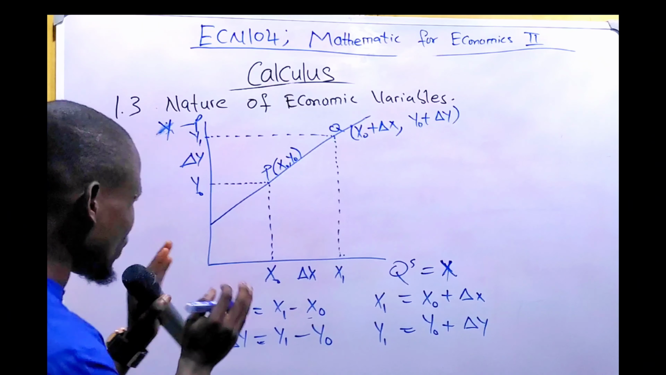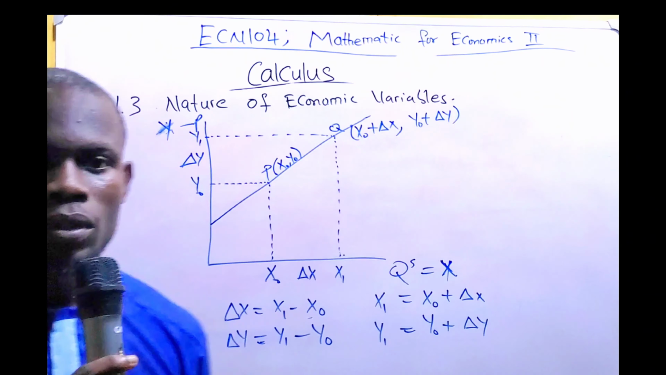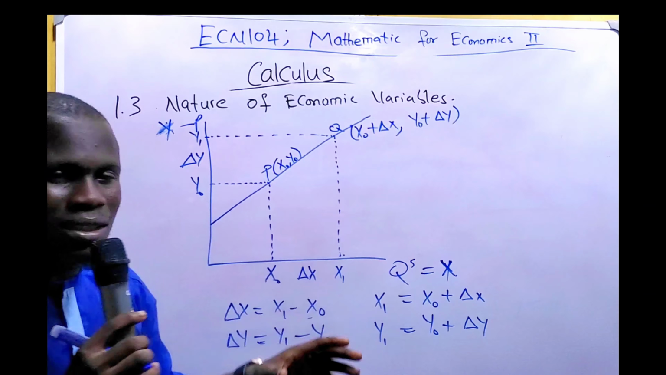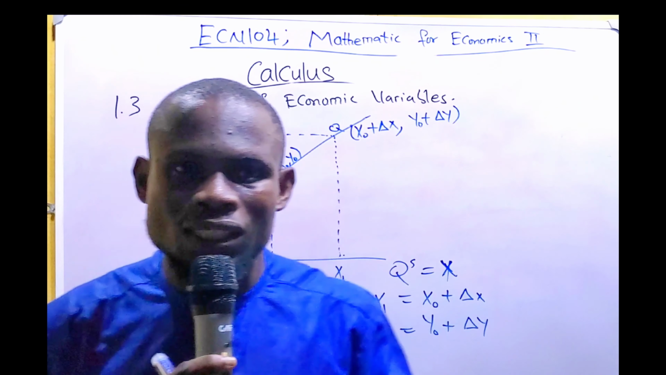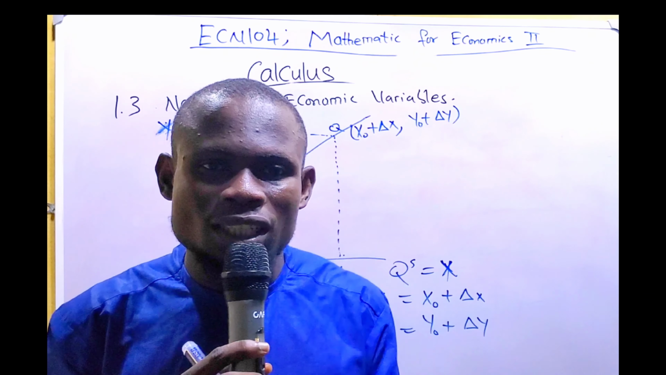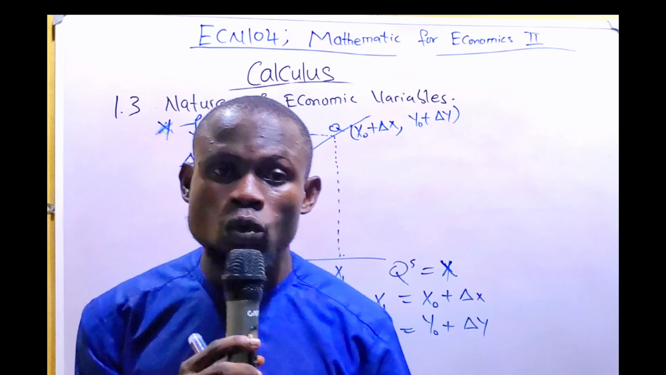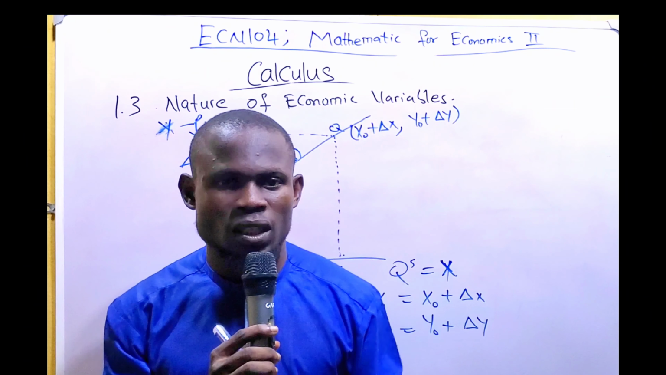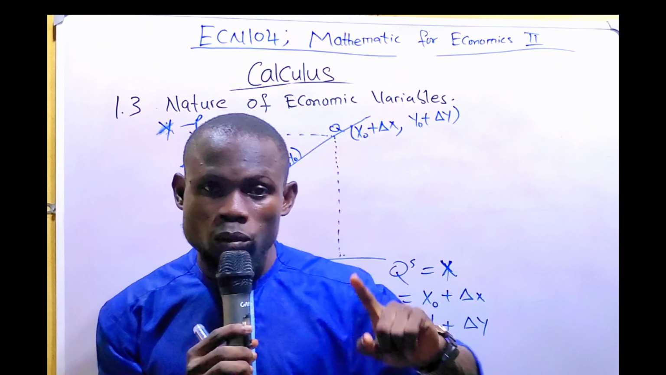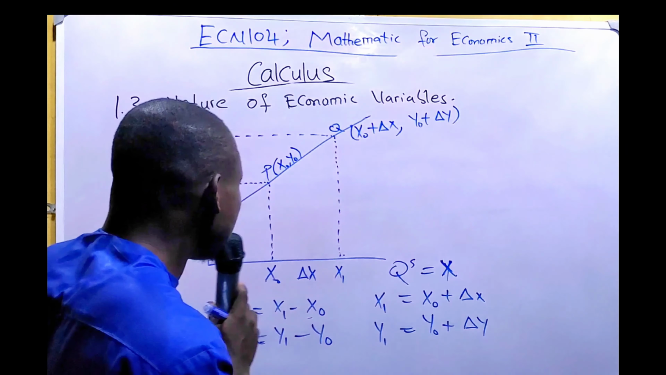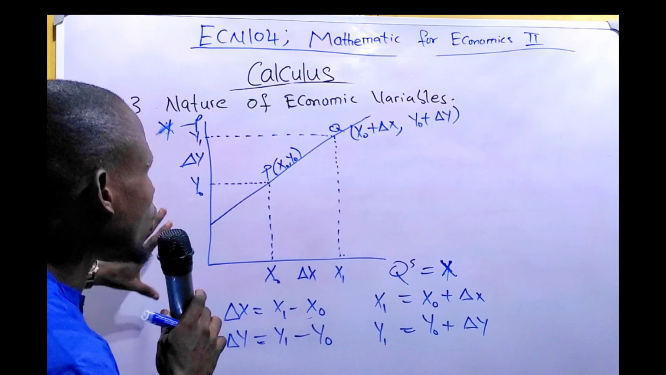This is simply the nature of economic variables. Economic variables are not static. They change position as a result of disturbance. A change in the independent variable forces the dependent variable to change. A change in the dependent variable forces the independent variable to change. And graphically, this has been illustrated, and this is the nature of economic variables.